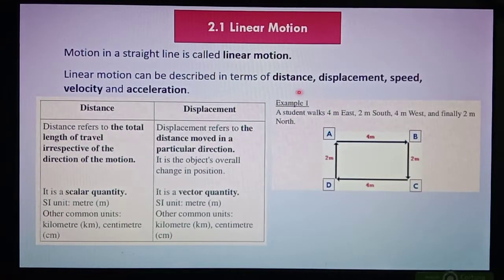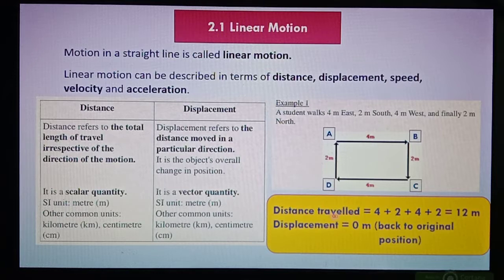Now let's look at one example. A student walks 4 meters east, meaning A to B, 2 meters south, meaning B to C, and then 4 meters west from C to D, and finally 2 meters north, meaning D to A. So the initial position of the student is at A, meaning at the end, the student goes back to the initial position or returns to original position. Now we want to determine what is the distance traveled by the student, and what is the displacement of the student.